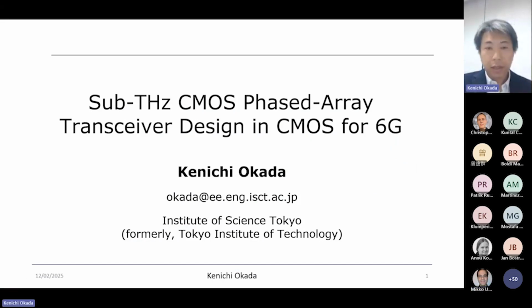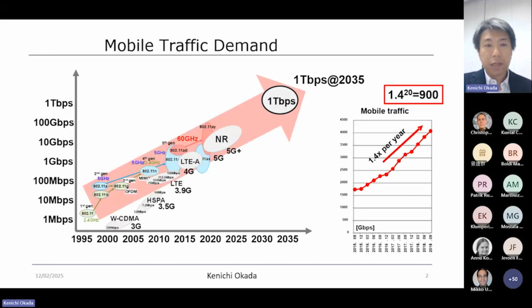I'd like to start. In this presentation, I'd like to share about Sub-THz CMOS phased array design. Maybe you know now cellular communication and Wi-Fi started using the millimeter wave, but it is not very much mature. But still, for considering long term, very high speed wireless communication is required.